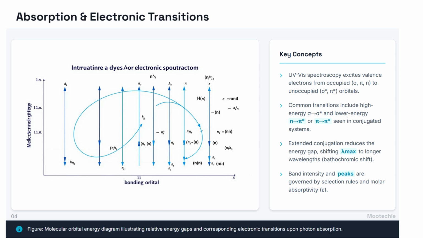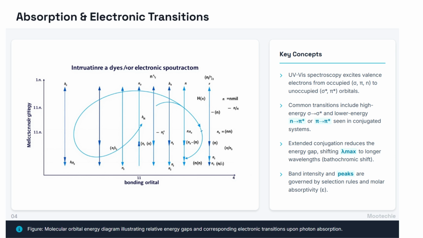Absorption and electronic transitions. The introduction here mentions a dye and lists a series of energy levels from N1 to N22, representing the quantized energy states electrons can occupy. Here are the key concepts.